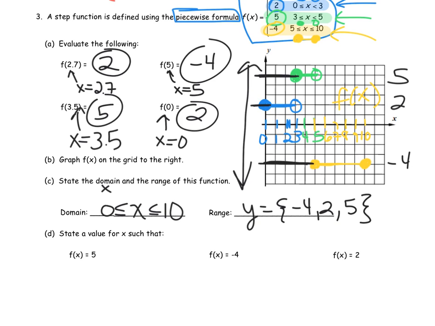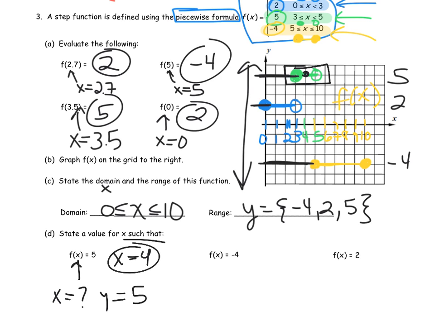Next question says, for f of x, we want to state a value for x such that f of x equals 5. So for what value of x, so x equals what for y to equal 5? Well, let's see. Where does y equal 5? Y equals 5 in this range. So pick an x value where that works. And if I look, 4 works. There's a point here. So I'll say x equals 4.